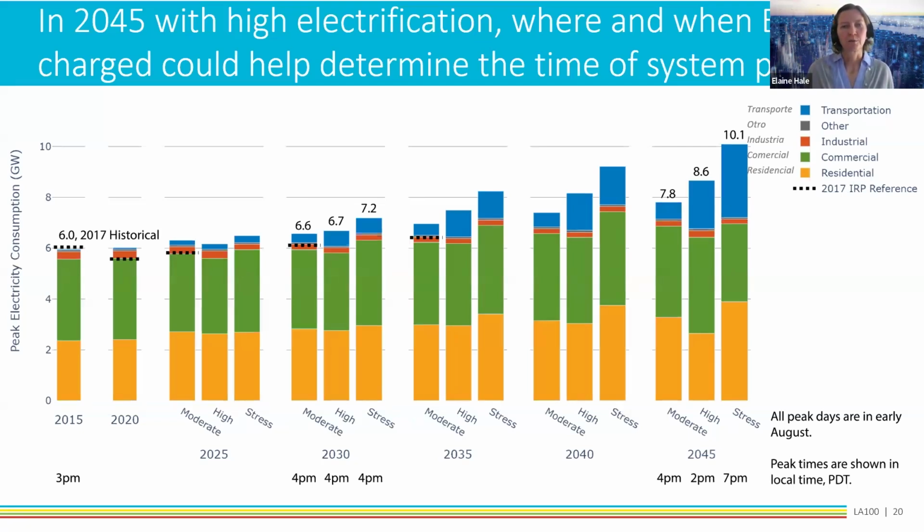So whereas for all the scenarios in all years up to 2040, the time of peak demand was at 4 p.m., by 2045, we had 3 different times of peak demand. The moderate case still had 4 p.m., but in the high case, the peak moved all the way up to 2 p.m. because there was a lot of workplace charging. And for the stress case, there was a lot of residential charging, which pushed the peak back to 7 p.m.